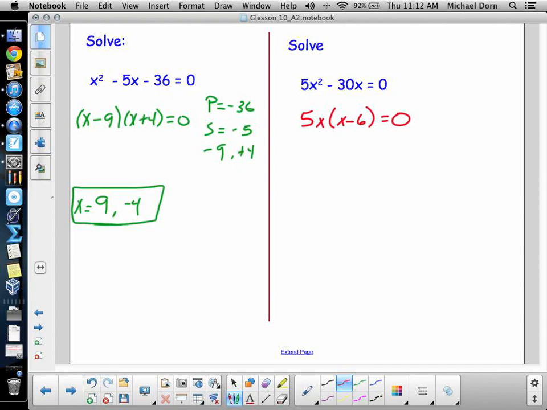Obviously, what would make this one 0? What value? 6. What would make 5x equal to 0? What value of x? 0. So my solutions for this one are x equals 6 or 0.